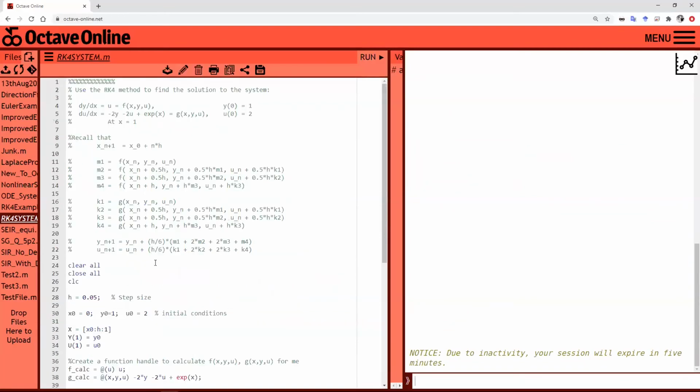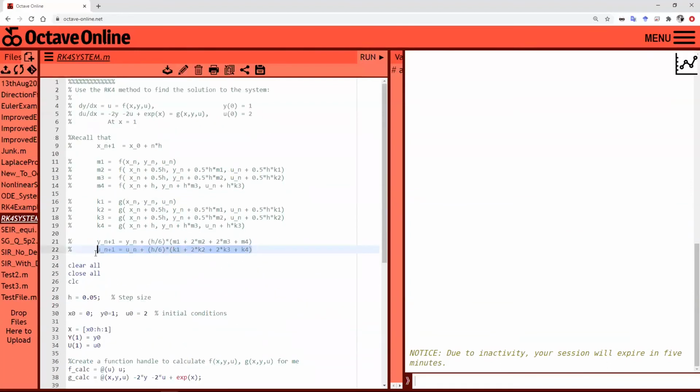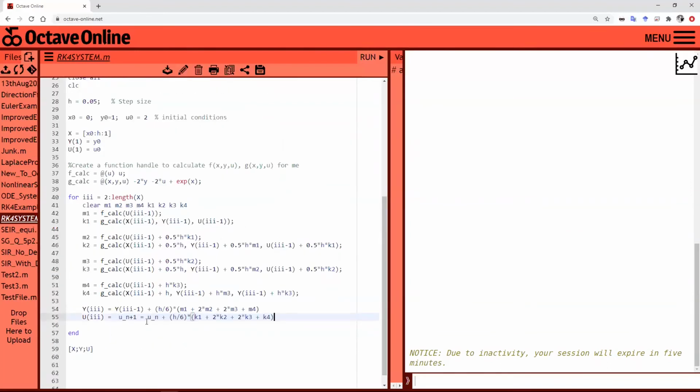Okay, well, what was that? y was this formula here: y at the previous step. So y_{i-1} plus h over 6 times m1 plus 2 times m2 plus 2 times m3 plus m4. And then similarly for u, I shouldn't have copied that bit. So we get u at the previous step. Okay, great. And that one has the k values in there.